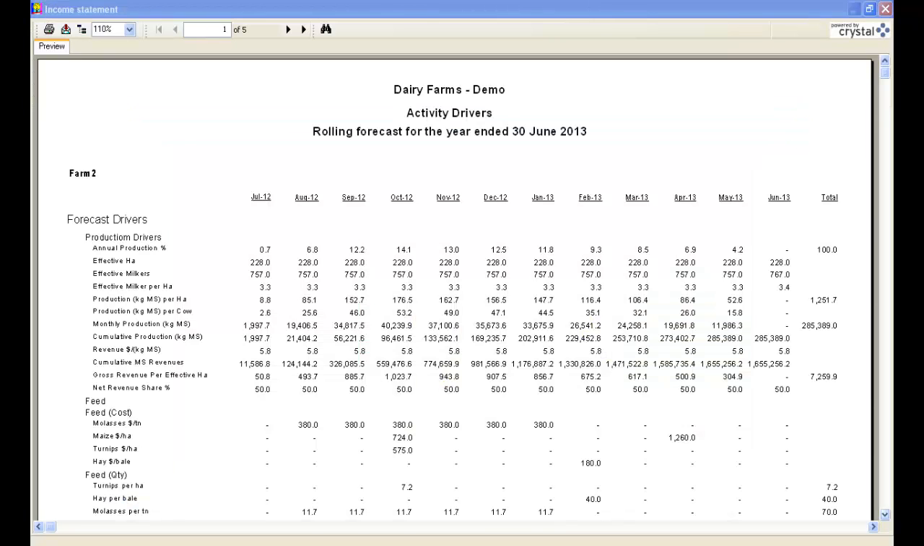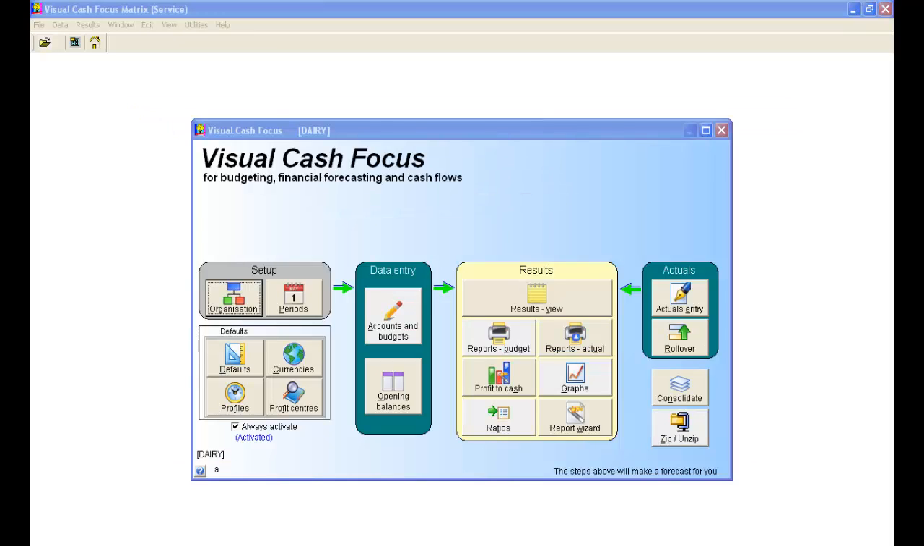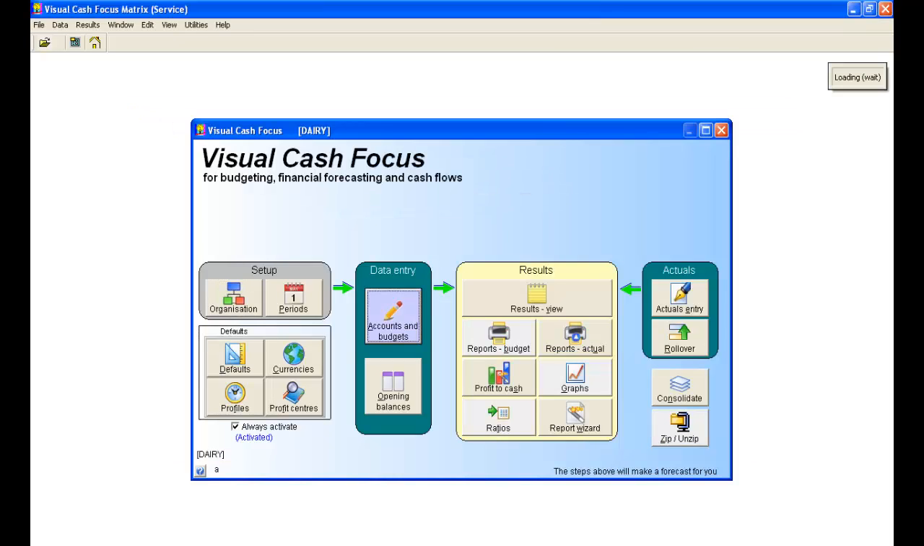If we now run a report for the drivers, we can see the key assumptions relating to the milk solid production and the amount of fertilizers and feed required and when. Now that we've seen how the budget model works, let's have a look at a couple of scenarios.